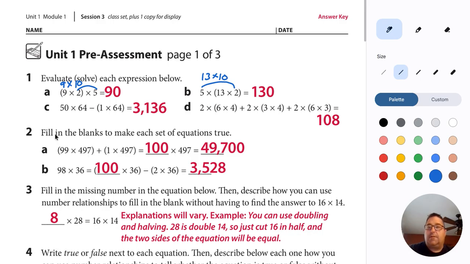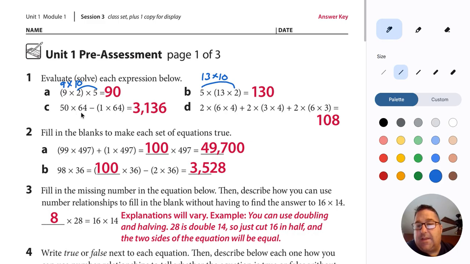All right, number 1C. 50 times 64 minus 1 times 64. So we do have to follow the rules. How about D? Oh, I see addition. So for C and D, we have to follow the rules. So 50 times 64 minus 1 times 64. Oh, really, we're finding 49 times 64. But we can kind of break it down like this.